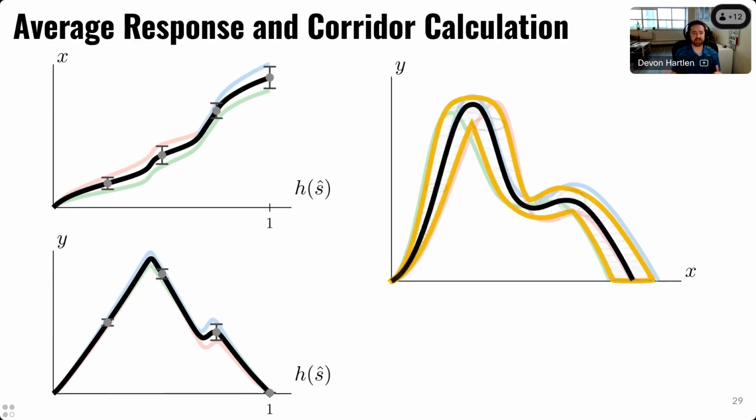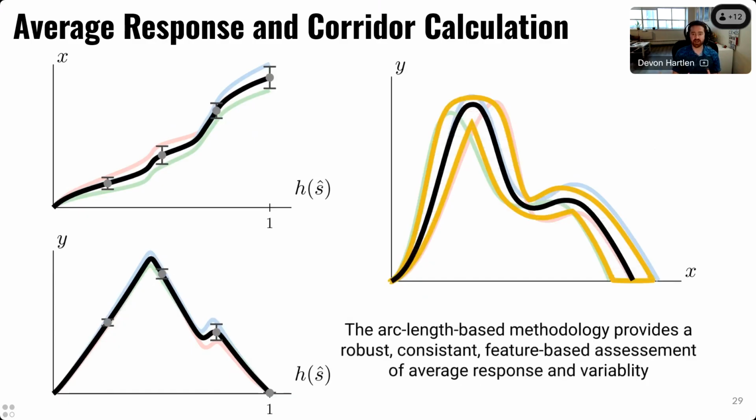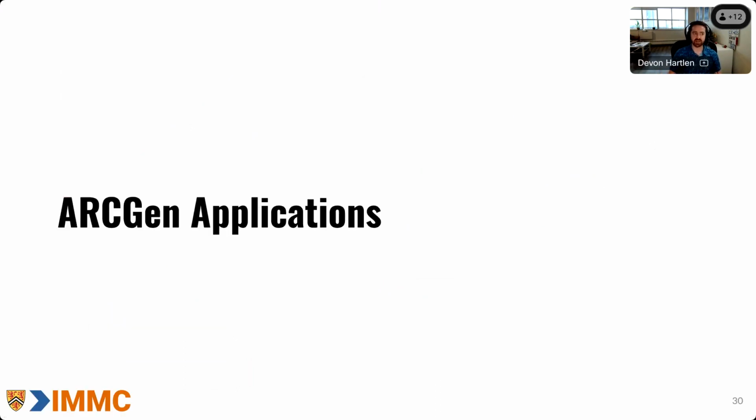So overall, this arc length analysis framework in ARCGen provides a consistent methodology for a robust, consistent, and feature-based assessment of average response and variability, applicable across the wide range of signal types we see in biomechanics and beyond. So with that, let's get into some actual applications of ARCGen before we get to the demo. And we'll begin with something fairly simple.